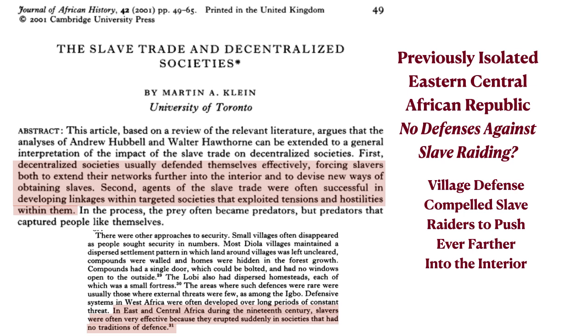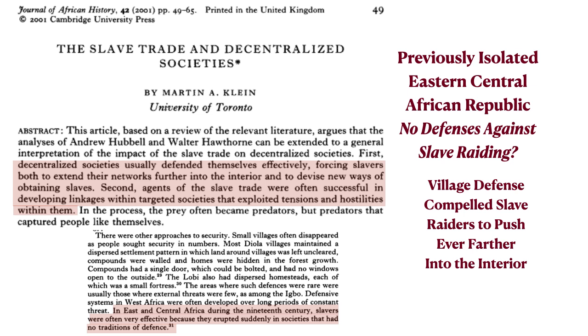So it had not been subjected to the slave trade for a long history, and that meant that the people were relatively unprepared to defend themselves. Let me just quote Klein here. So decentralized societies, in other words, societies without a state, organized on kinship networks, village communities, and so on. Decentralized societies usually defended themselves relatively effectively, forcing slavers both to extend their networks further into the interior and to devise new ways of obtaining slaves. Second, agents of the slave trade were often successful in developing linkages within targeted societies that exploited tensions and hostilities.